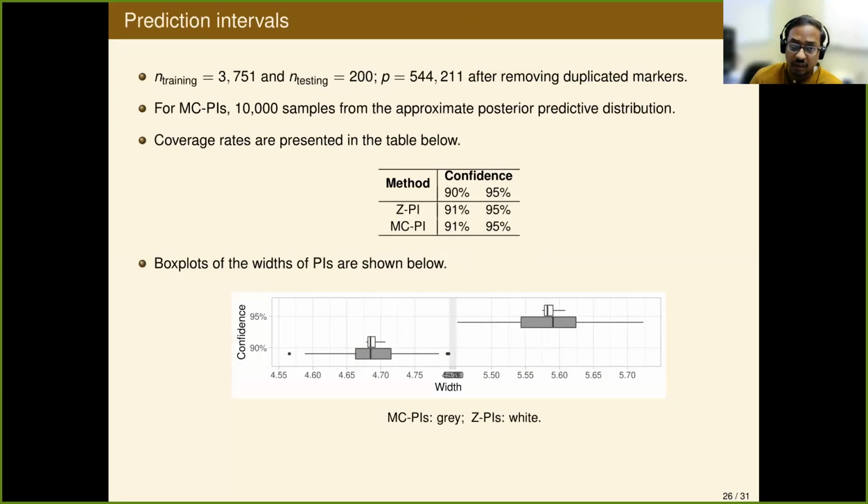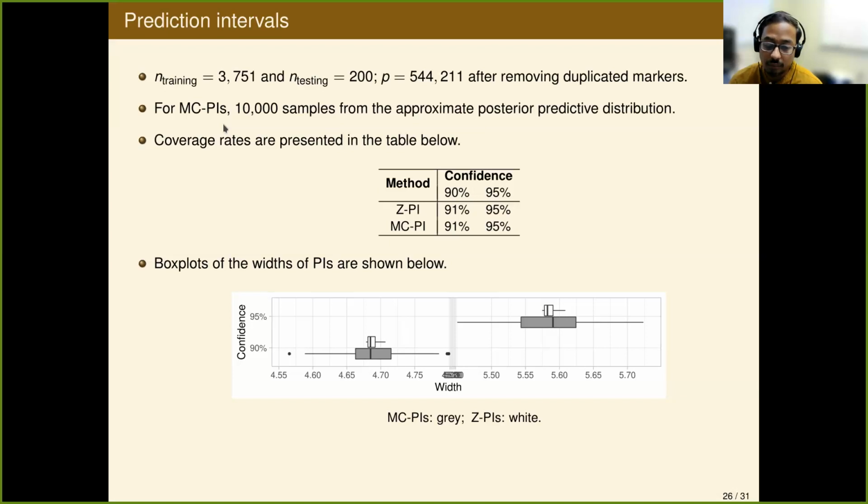Finally, we studied the prediction intervals. We divided the entire data set into 2 parts, with around 3,700 in the training and 200 in the testing. Reducing the training set reduced the number of markers because some became duplicates, so it still has more than 500,000 markers. We trained on this training set, and then we studied the performance of the prediction intervals on the testing set in 2 different ways.